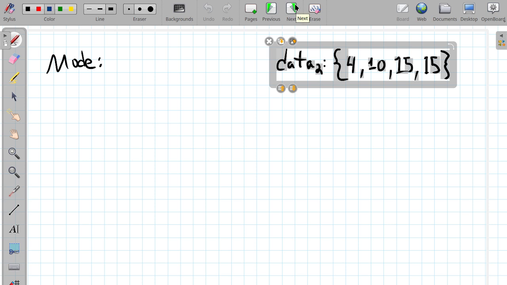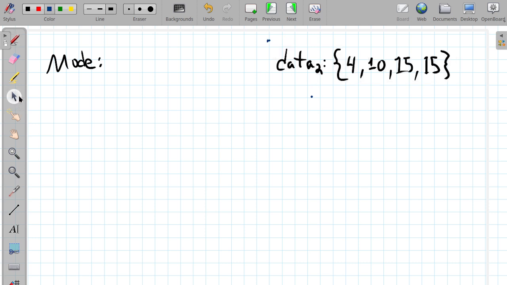So the first idea we're going to talk about, and we've already mentioned this in the past, is what's the mode? Well, the mode of data is the value that appears most often. In our data set here, that is the value of 15. So this is unimodal data.